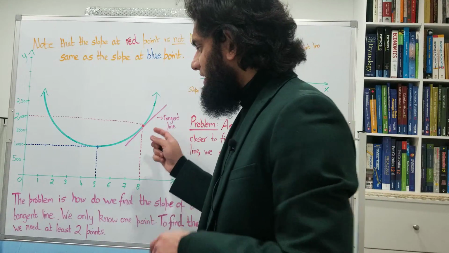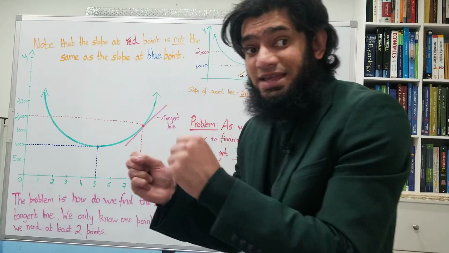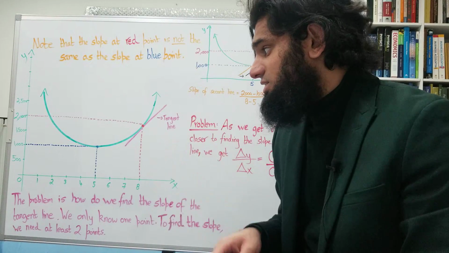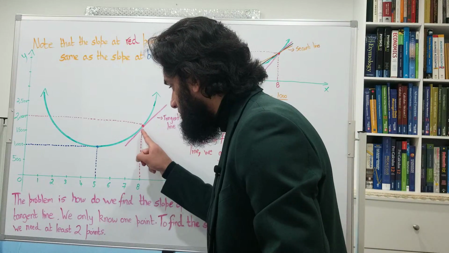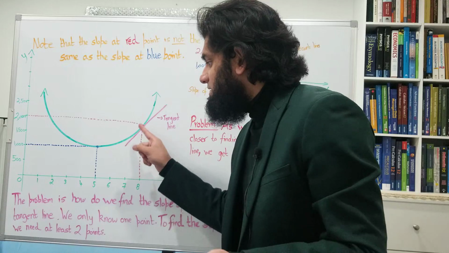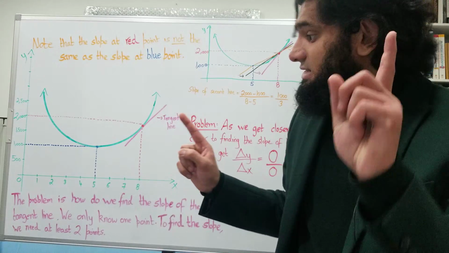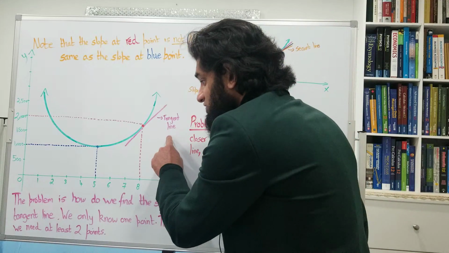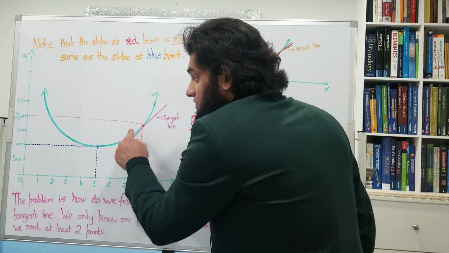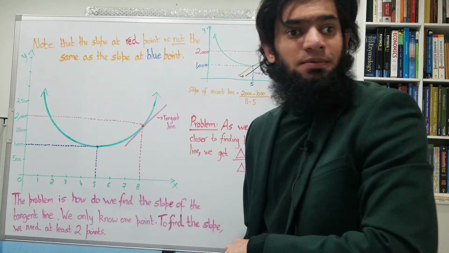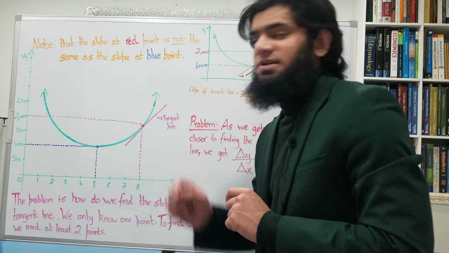So I can go ahead and draw a line like this, and if I can successfully draw a line like this, then the slope of this tangent line is going to be the same as the slope of this red point. So if I can successfully find the slope of this tangent line, I will be able to find the slope of this graph at the red point. Now the question is, how do I find the slope of my tangent line?